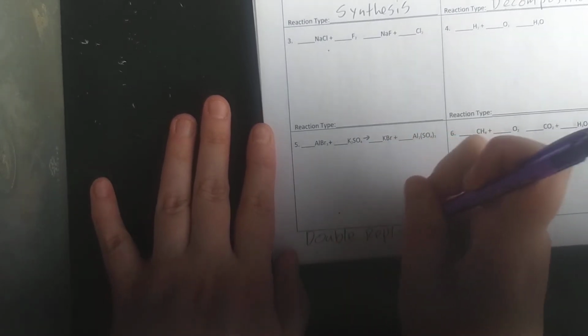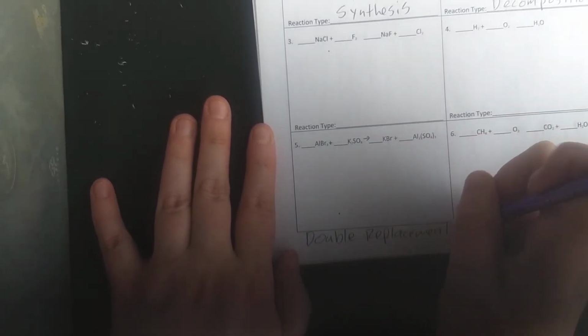Let's go over this one. Okay, so in this one, we have 2 compounds reacting to form 2 new compounds. And if we look closely, they're swapping partners. So if we have 2 compounds swapping partners, that's a double replacement reaction.